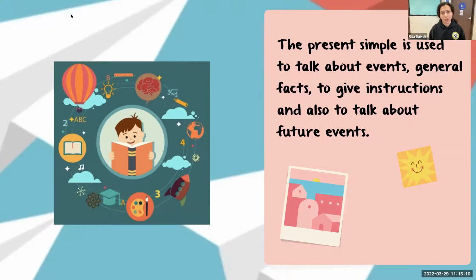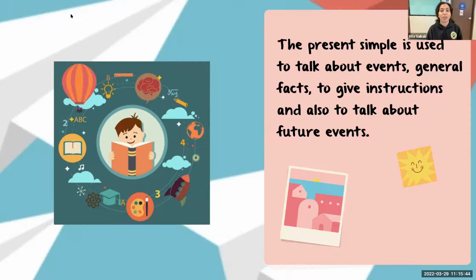So to give instructions, for example, is when you try to do something, okay? So break the egg, like if you're doing recipes, right? So you put 3 cups of sugar, put 2 cups of water, right? So these are instructions. And to talk about future events as well. All right, cool. So that is why we use it.